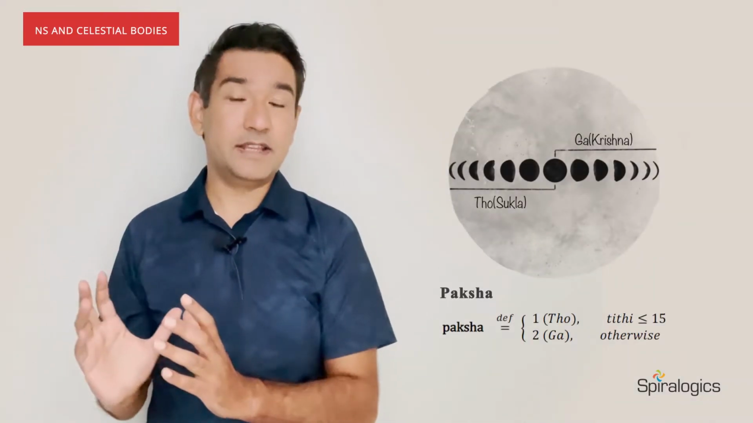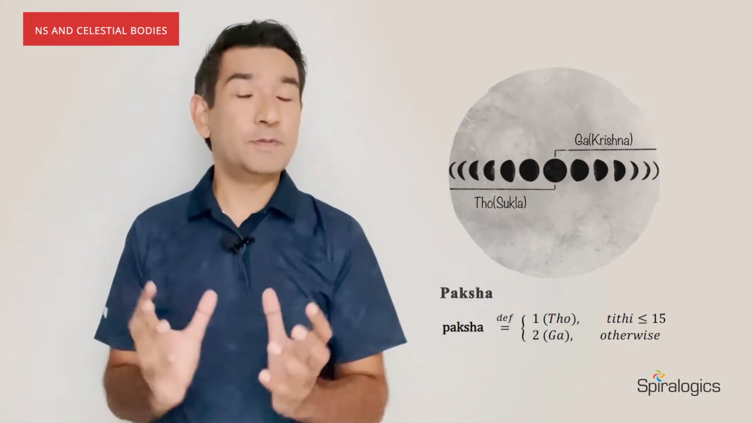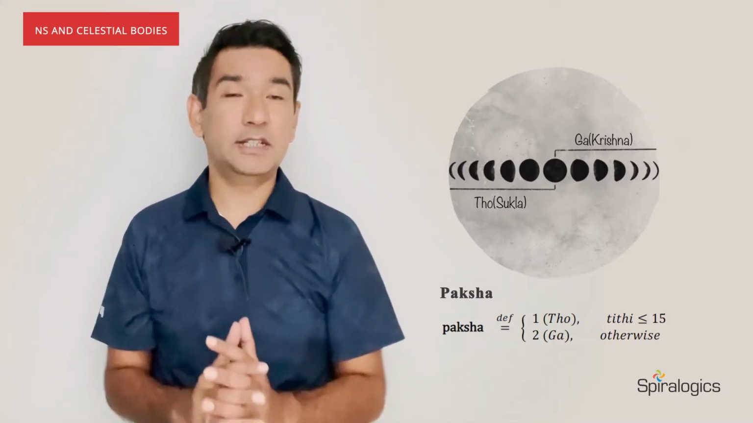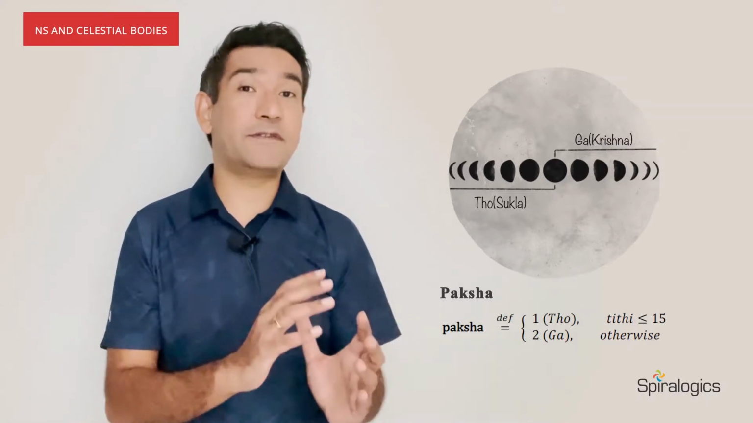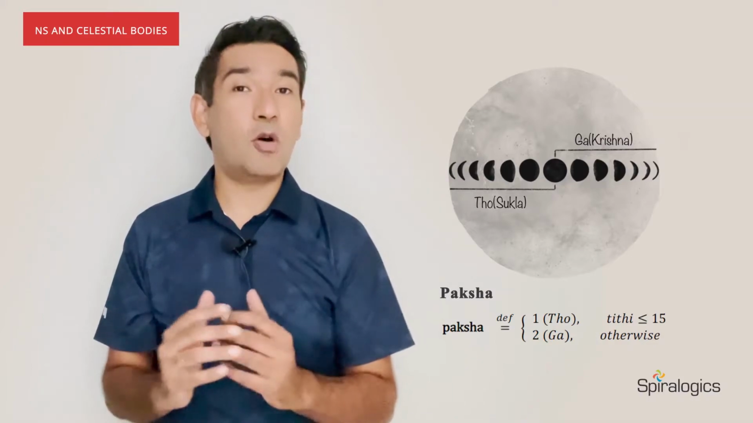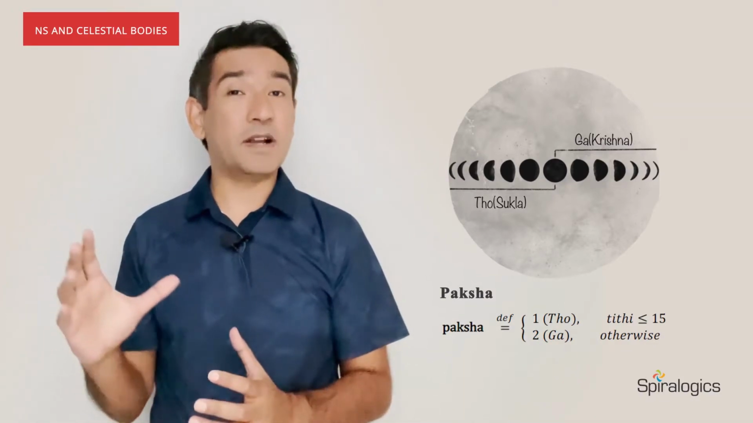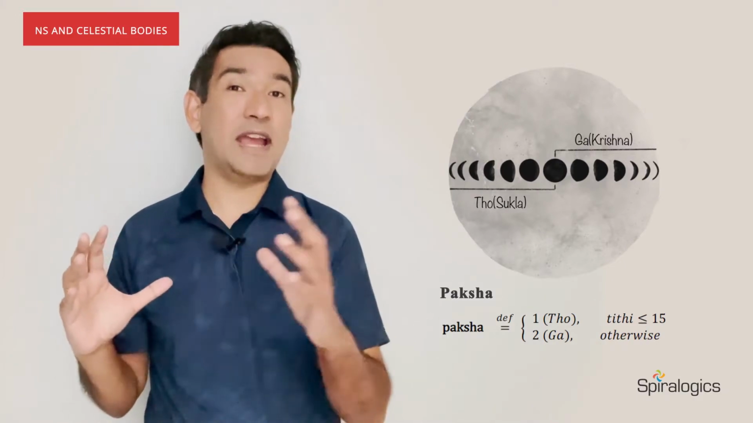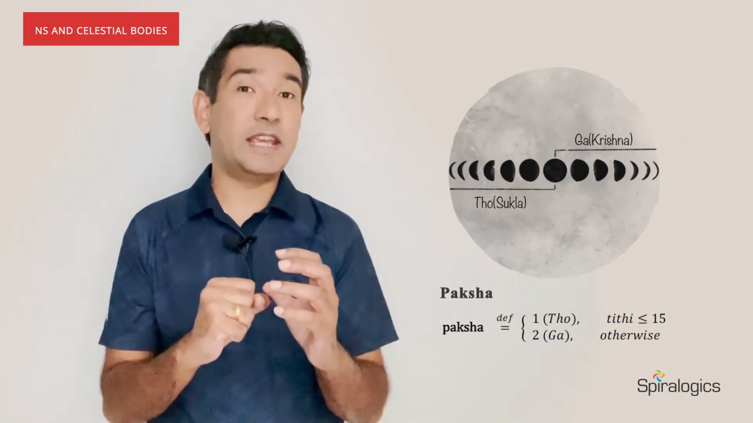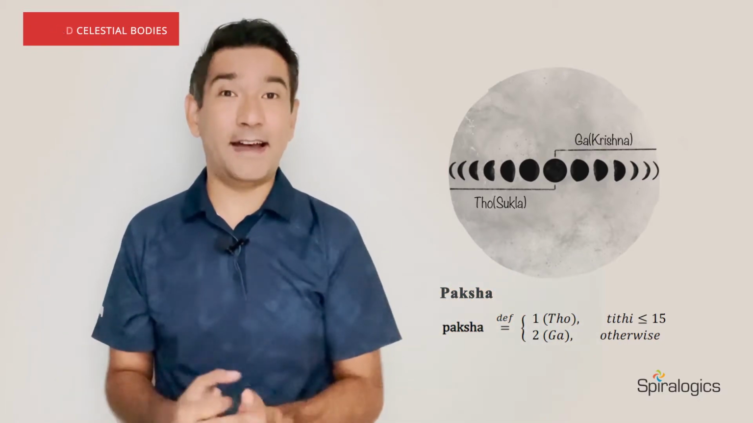The first 15 days, that is the days from the new moon to the full moon, are grouped together as Thopaksha, and the next 15 days, the days from full moon to the next new moon, are marked as Gapaksha in NS calendar. The Thopaksha indicates that the month is getting brighter, and the Gapaksha indicates that the days are getting darker. So this is how the Pakshas are defined in NS calendar.